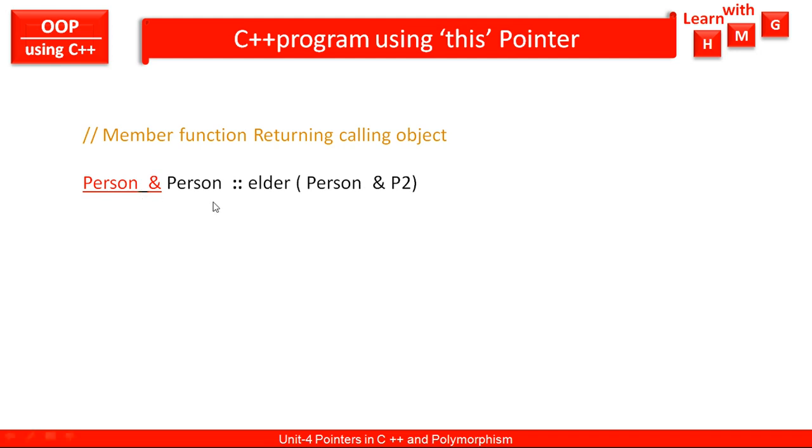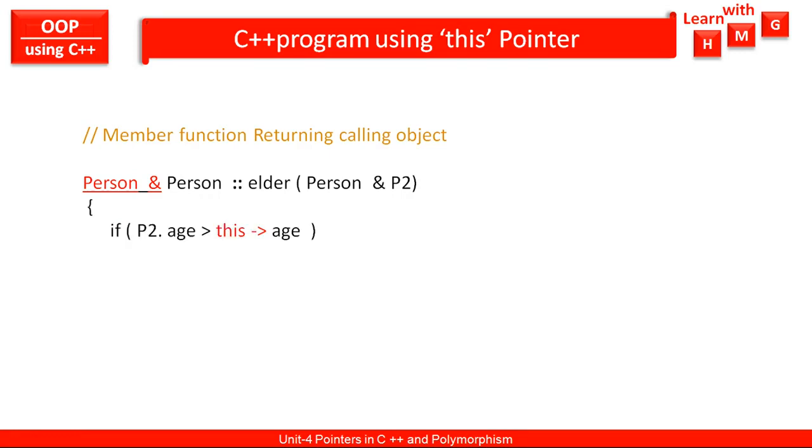Then this function is returning a reference to a person type object. It is indicated by the return type Person ampersand, and this Person indicates that the elder function is a member of the Person class. So let us write the member function definition which returns the calling object.